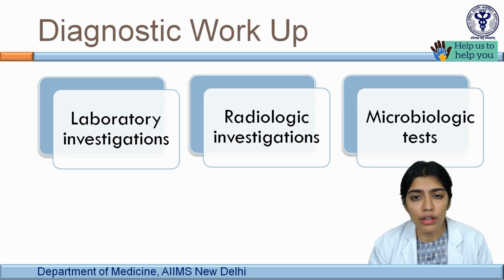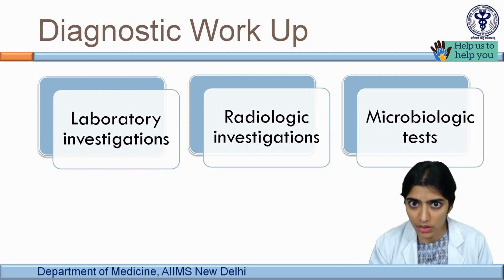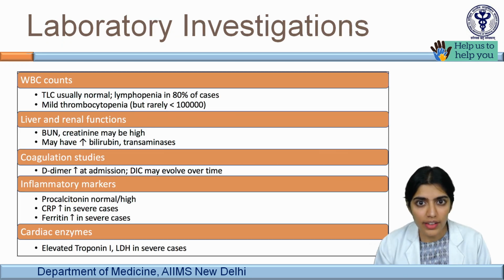So like any other infectious disease, the diagnostic workup of COVID-19 involves a set of laboratory investigations, a set of radiologic investigations, and a few microbiological tests. So first, let us discuss the laboratory investigations. Let us send the hemogram, liver and renal function test for one such patient. What we notice is that it is very likely that we might get lymphopenia and thrombocytopenia.